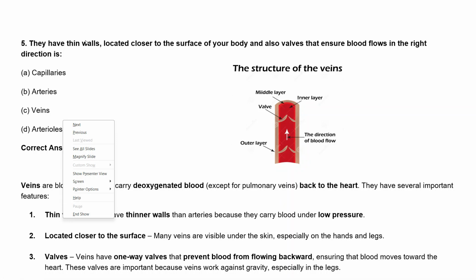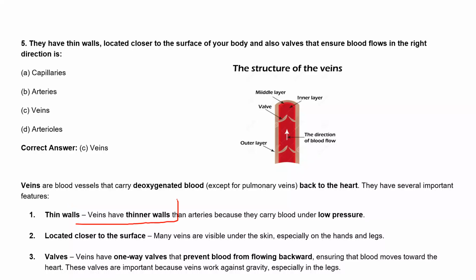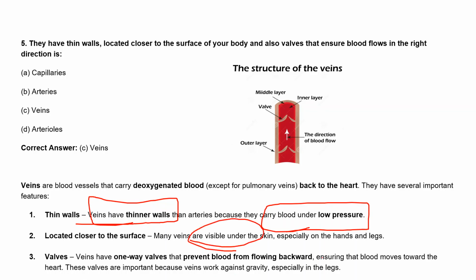The characteristic features in the question they asked: first is the thin wall. We know that veins have thinner walls than arteries because they carry blood under low pressure. Capillaries also have thin walls, but in the second feature they mentioned it is present very close to the surface of your body. Even in our hand, the blue colored veins are visible, right? These veins are visible under the skin, especially on the hands and legs, because they are located closer to the surface.